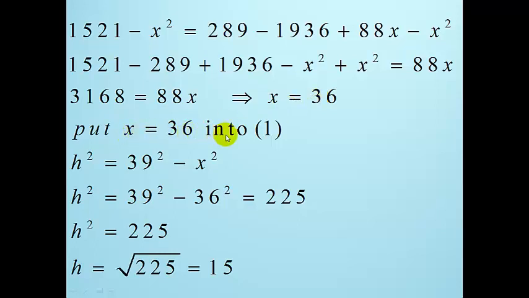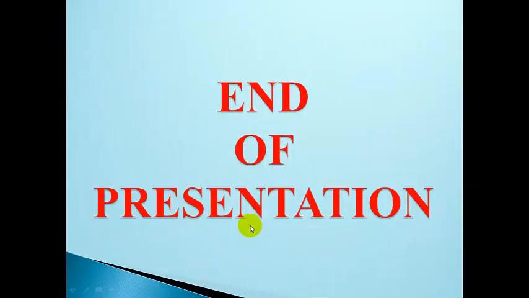Now we put x equals 36 into equation 1. From equation 1, h squared is equal to 39 squared minus x squared. Wherever we see x in equation 1, we substitute 36. So h squared will now be 39 squared minus 36 squared, and this is equal to 225. If h squared is equal to 225 and we are solving for h, we take the square root of both sides. The square root of h squared is h, and the square root of 225 is 15. That means the height h is equal to 15. This is the end of our presentation on plane geometry.